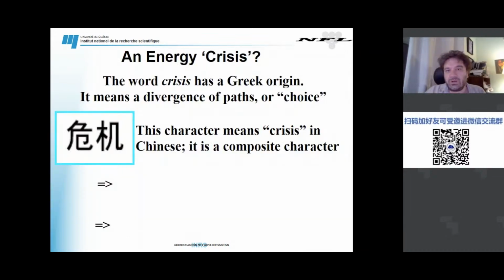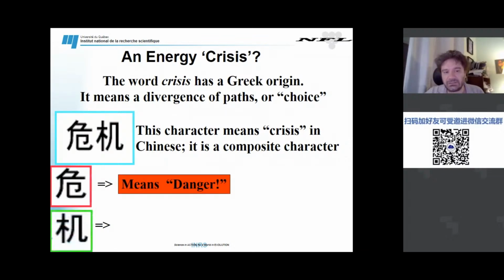And from what I've shared with you, I think you will agree that we are facing an energy crisis. Now, the word crisis has a Greek origin. In the original meaning, it actually means choice, a divergence of paths. And I asked a Chinese colleague, how do you say or write crisis in Chinese? And it turns out to be a composite character in which the first character means danger and the second character means opportunity. So it's again a choice we have to make.